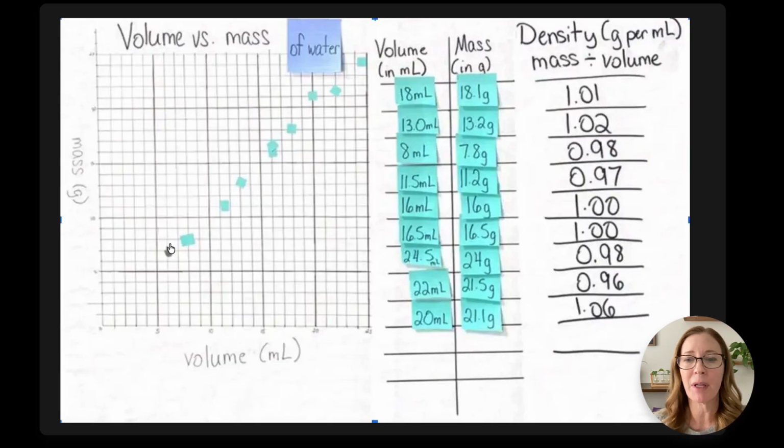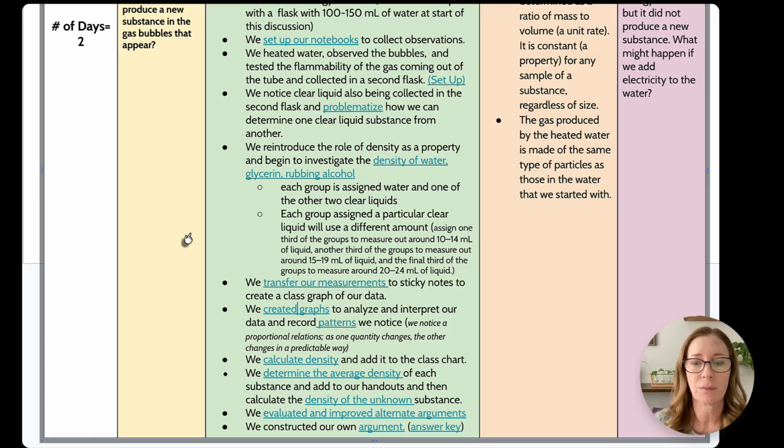It's a property of matter. And when we calculate the density, notice this, they're all about 1. And so we're going to see that proportional line. So it's a big aha moment that no matter what volume we had, and no matter what mass we had, when we calculated the density, we all had about the same density because it's a property of matter. We're going to do this also for glycerin and for rubbing alcohol.